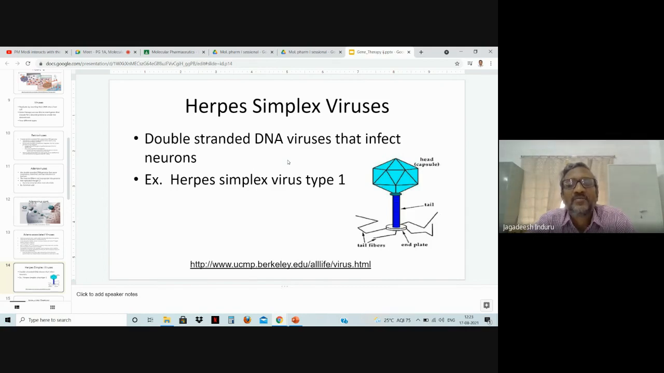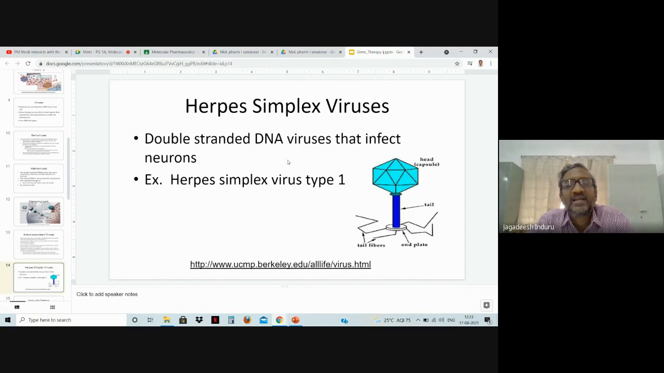It means we have got 4 types of virus vectors. One is retrovirus, adeno associated virus, adenovirus, and herpes simplex virus. These 4 vectors will be used for different levels of targeting depending upon our purpose.